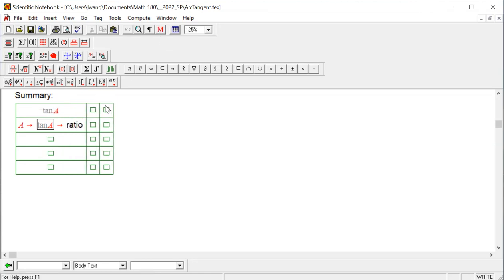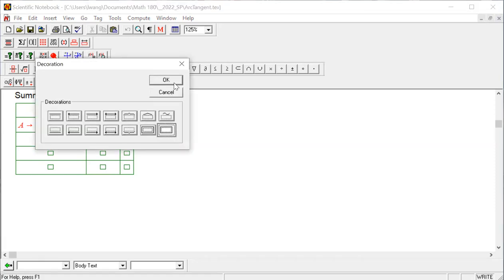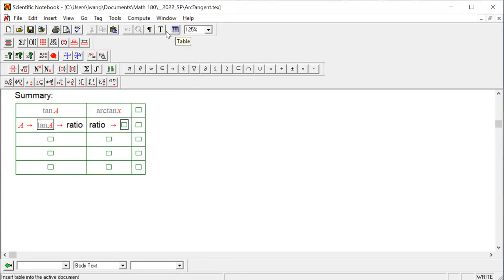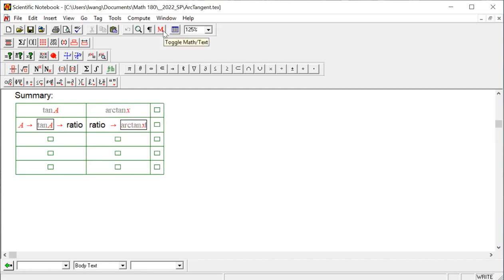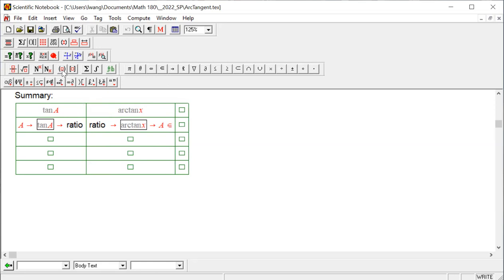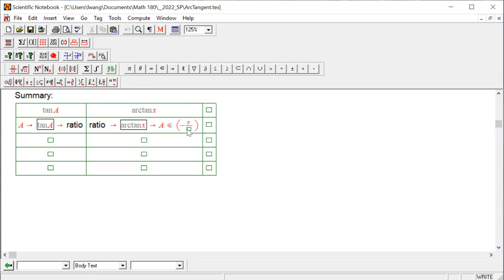And arctangent takes a ratio and produces an angle. So arctan produces an angle. And those angles are going to be from where? They're going to be from negative pi over 2 to pi over 2.